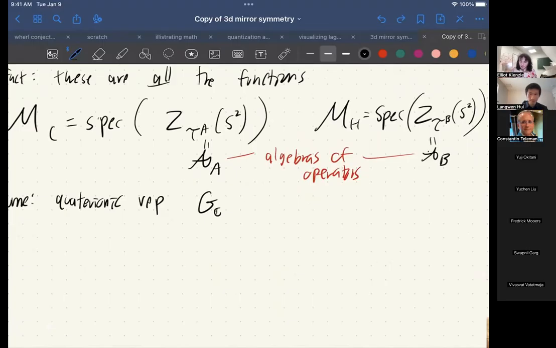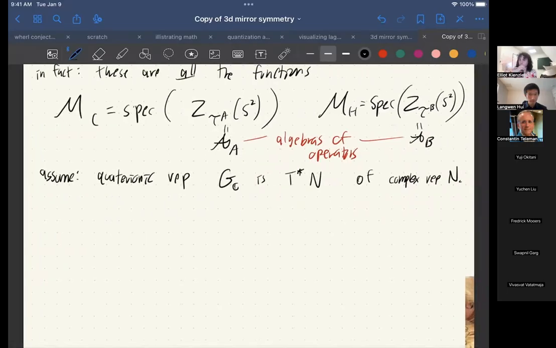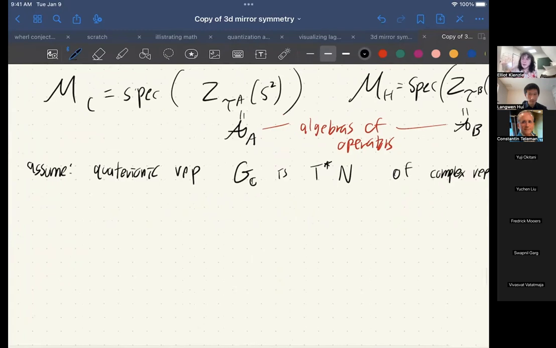The quaternionic rep is of the form the cotangent bundle of a complex rep. So by taking a cotangent bundle of a complex vector space, you can get a quaternionic vector space, which is kind of an amazing fact. So what we want to do then is, this makes life a lot easier. So we expect that.